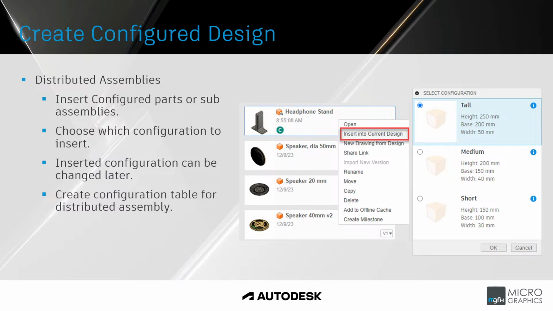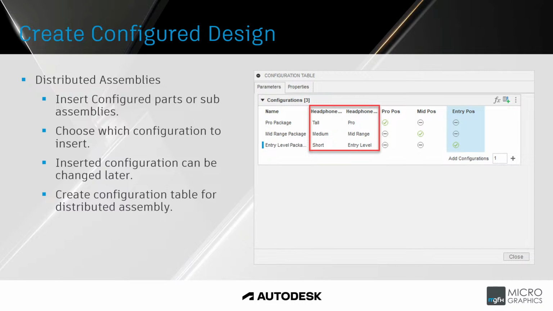So we insert the configured parts or subassemblies, choose which configuration to insert. That configuration can be changed later, and then you can also create the configuration table in your distributed assembly to change out configurations for those components that are linked in. So here we can see the configuration table. What I've done in this table is, let's say, a package. It's the headphones plus a stand that is included. The Pro package has the tall headphone stand, with the Pro model headphones. So we're choosing the configuration of the stand and the configuration of the headphones.